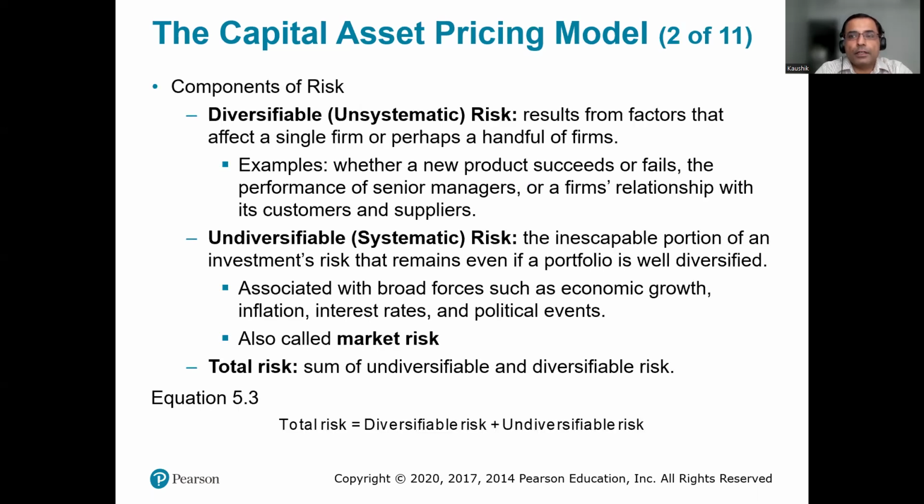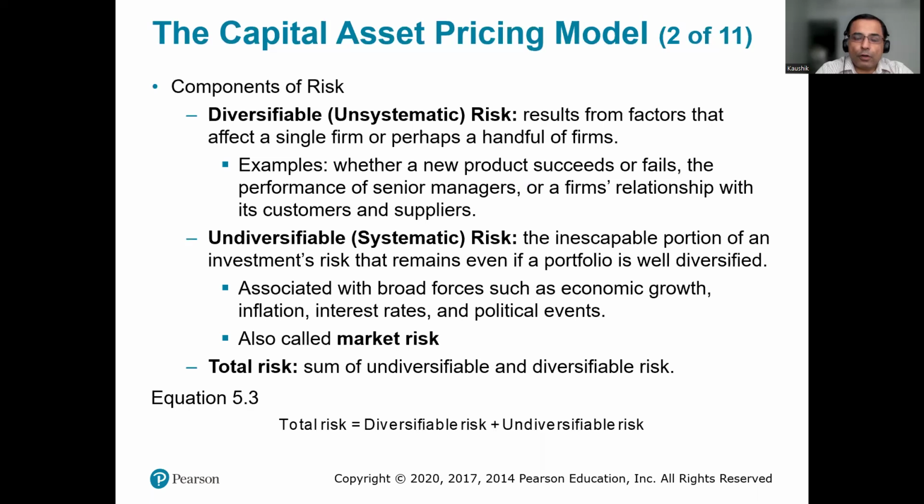So risk consists of two parts. The first one is the diversifiable risk. What happens is when we have multiple assets in a portfolio and they are negatively correlated, they cancel or minimize the risk of the portfolio. So what we are actually doing is reducing the diversifiable risk.